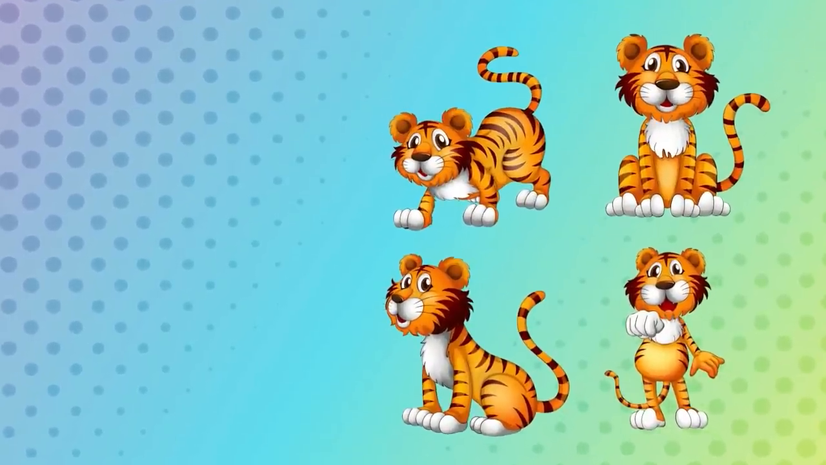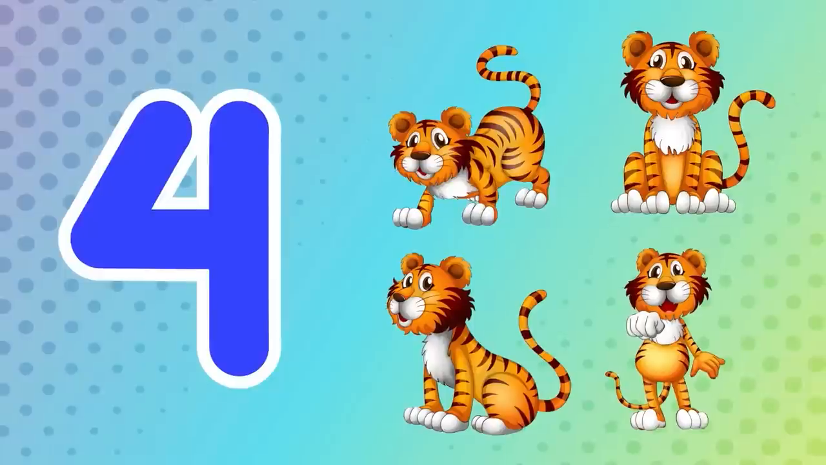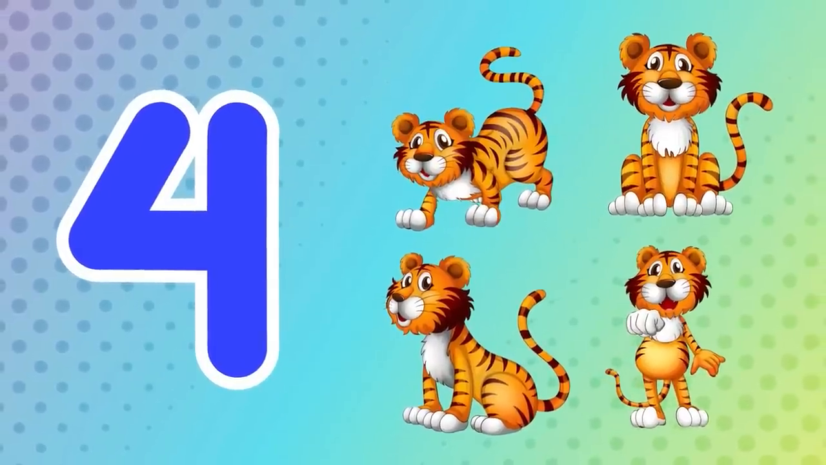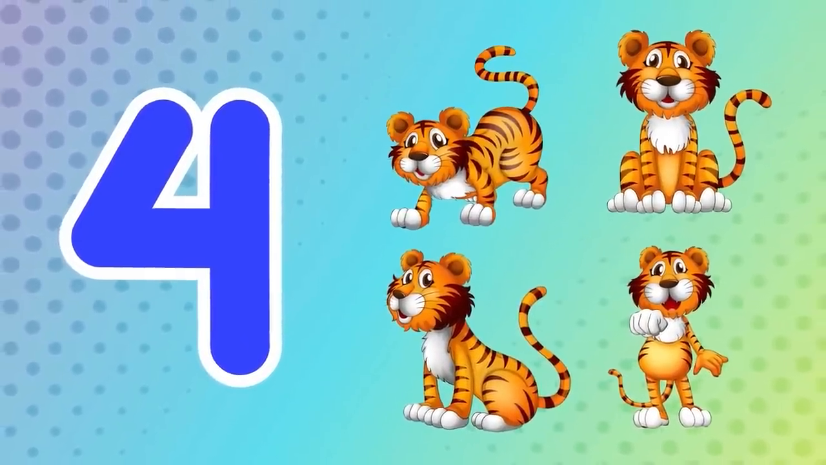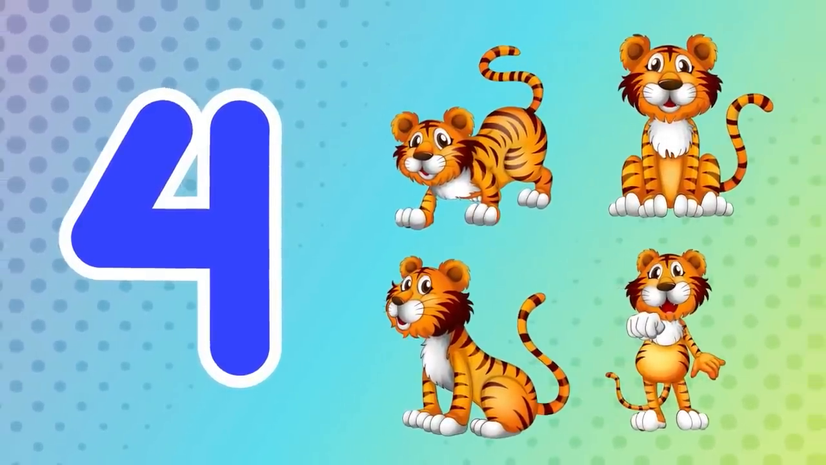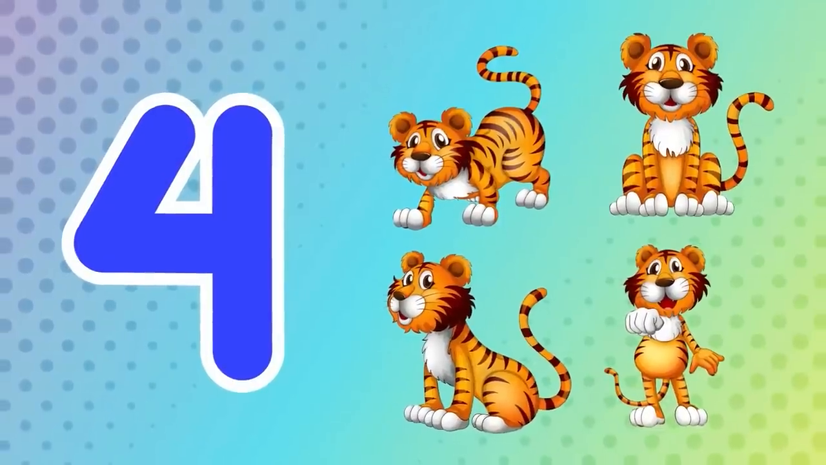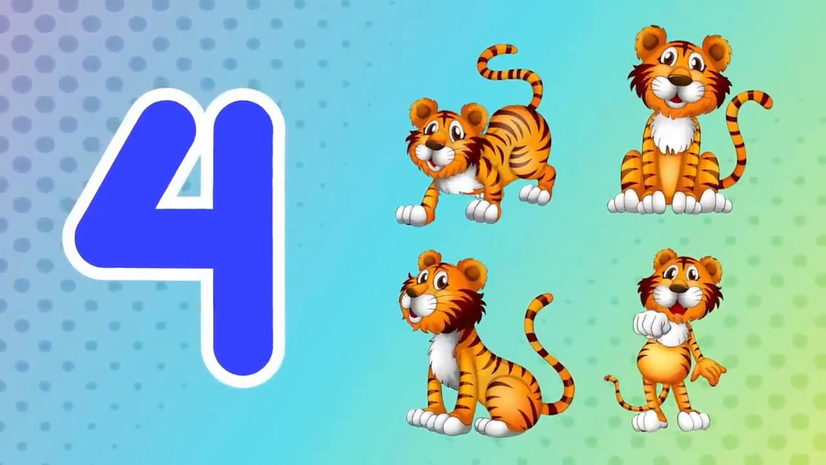How many tigers are on the screen? Four tigers on the screen. One tiger, two tigers, three tigers, four tigers. Are you ready to get set four? The jungle is not a dancing floor.